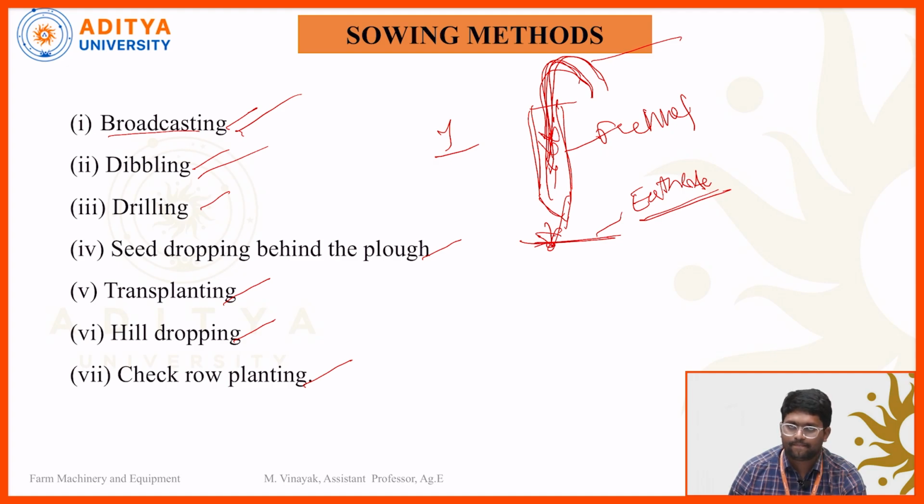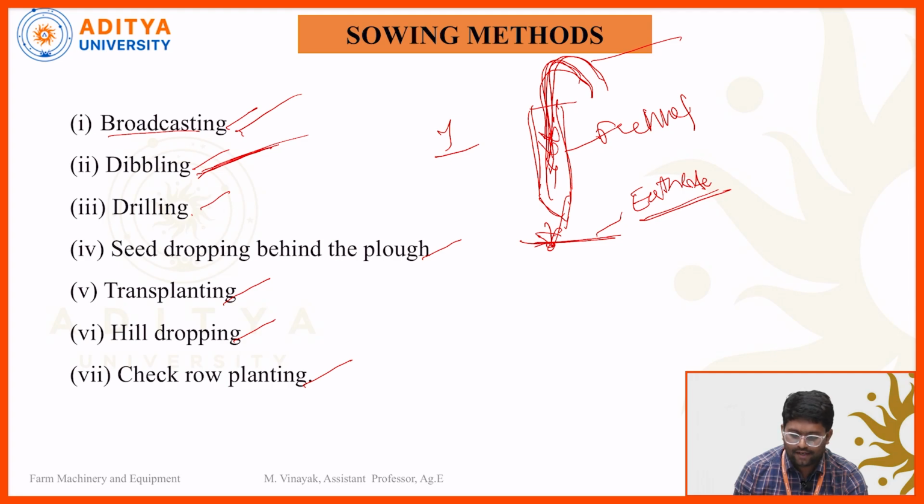Next one is drilling. Simply make a hole in the earth surface and drop the seed into that hole. That is called drilling. The main difference between dibbling and drilling is that dibbling is mostly used for seedlings like chili, tomato and some vegetable crops. The drilling method is simply making a hole in the earth surface and putting the seed into that hole.